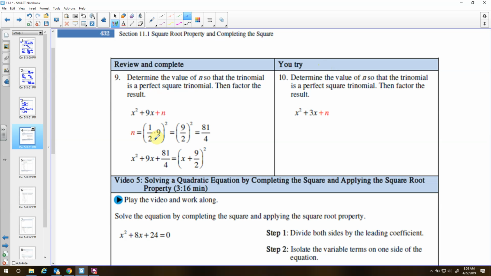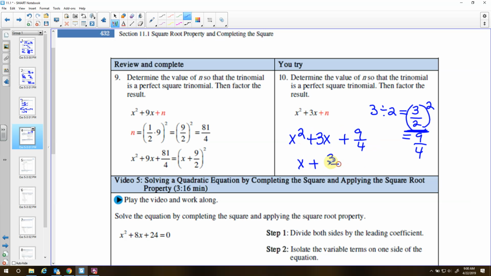But here again, in case you get one in Alex, if you have a number in the middle that doesn't divide by 2 evenly, for instance, x squared plus 3x plus n, I take 3 divided by 2, which would be 3 halves because it doesn't go evenly, and square it. That would give me 9/4. So x squared plus 3x plus 9/4. Now, taking it a step further, what does the perfect square trinomial look like? Well, the perfect square trinomial is going to be what this half was before you squared it. So x plus 3 halves squared. It's the square root of the 9 over 4.